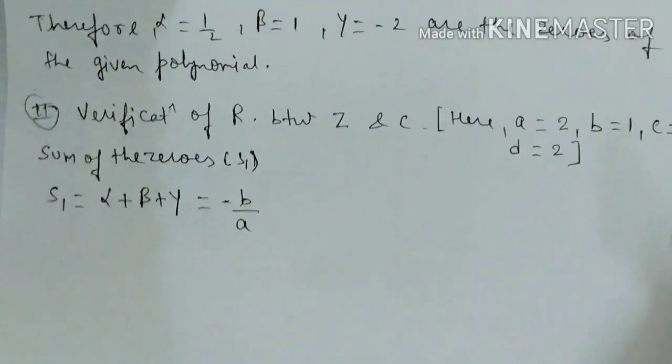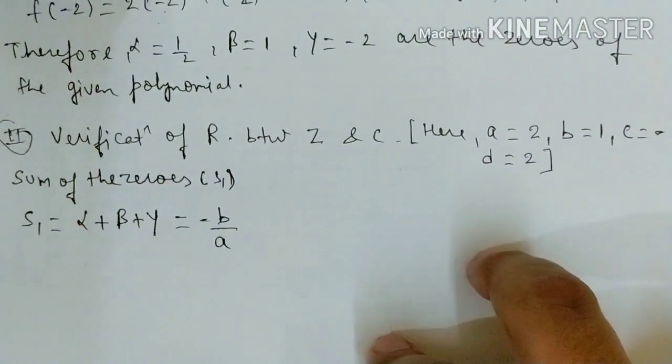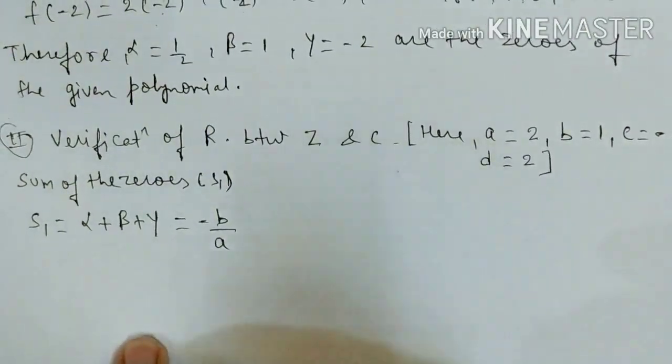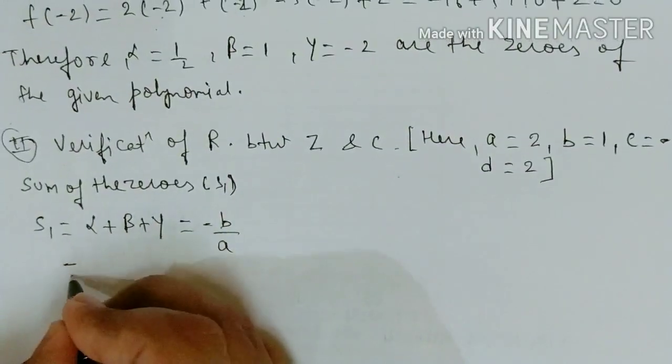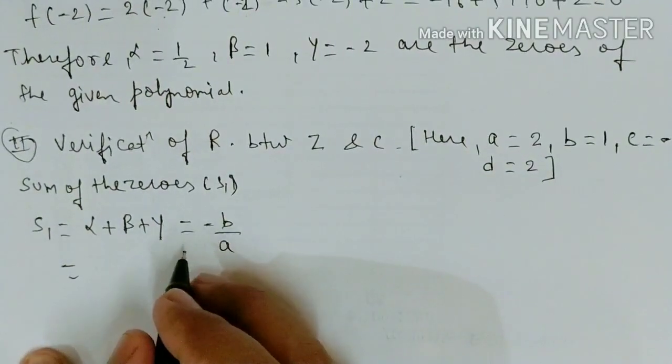Now say here S1, alpha plus beta plus gamma is equal to minus b by a.